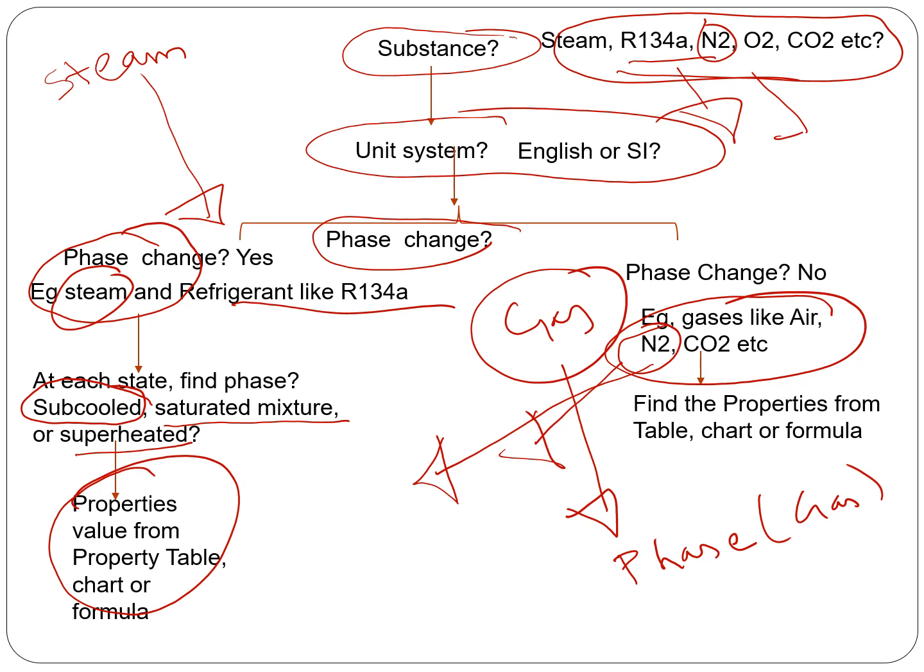So you need to understand that when you see substances which are superheated or gas like air, nitrogen, carbon dioxide, you can still find the property, but you will not get the table for subcooled or saturated mixture. So you just have to keep that in mind.